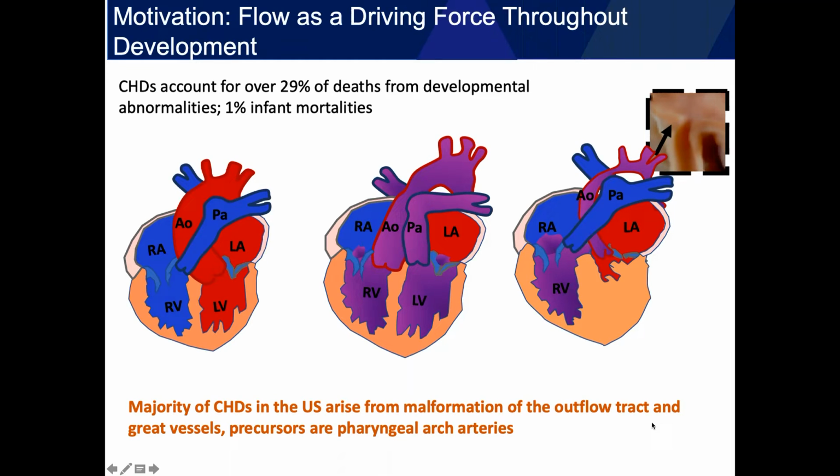Congenital heart defects account for over 29% of deaths from developmental abnormalities and 1% of infant mortalities. The heart's the first organ to develop because a blood supply is needed in order for everything to grow and live. And in the US, the majority of these defects arise from malformation of the outflow tract, which is these great vessels. And I'll show you how that evolves throughout development.